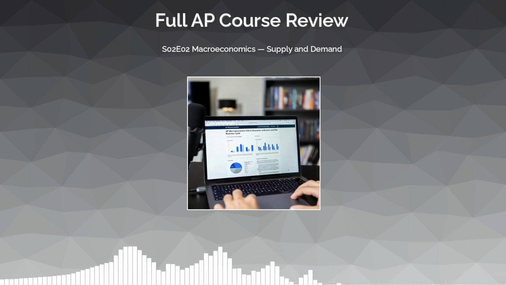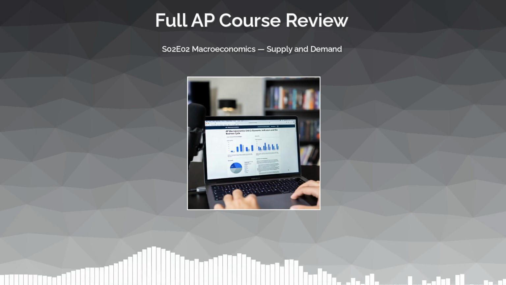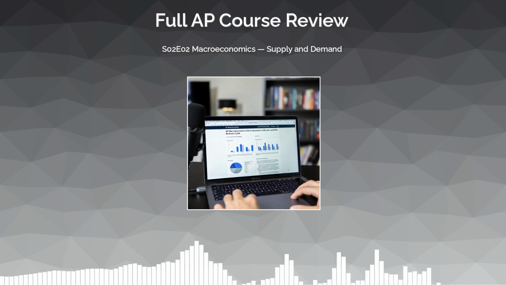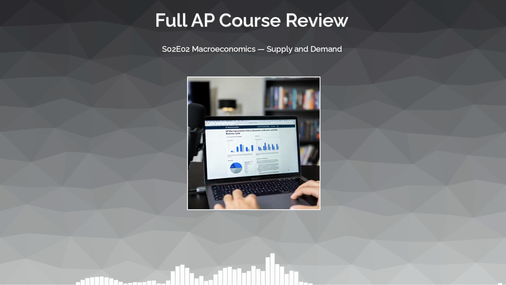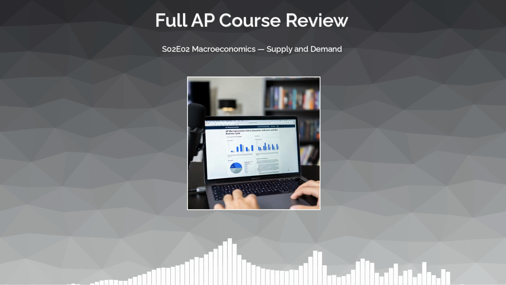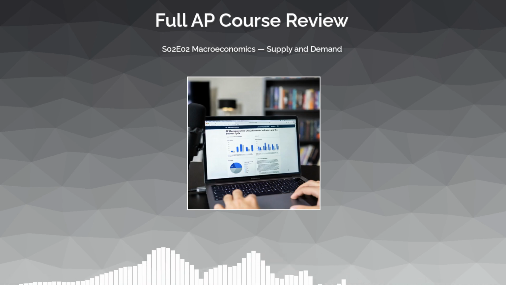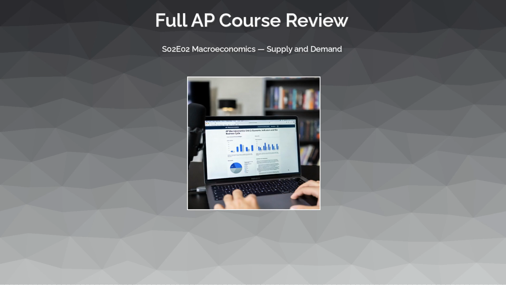So here's the elegant loop. Households supply their resources to firms through the factor market, and firms pay them back in the form of wages, rent, interest, and profit, collectively called factor payments or income. Then households take that income right back into the product market where they spend it on the goods and services firms produce. Money flows in a circle endlessly, hence the name.